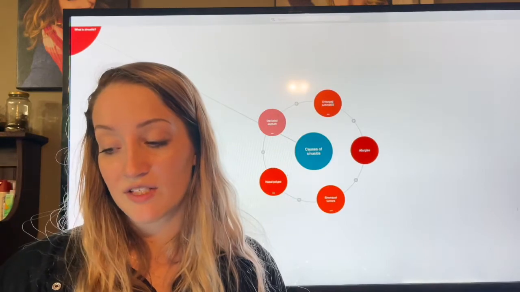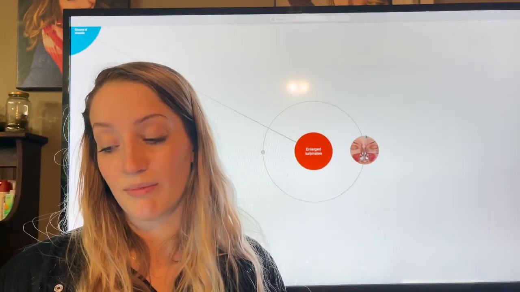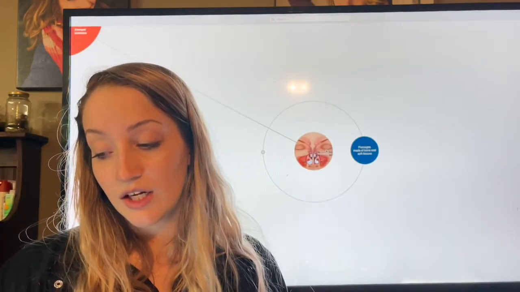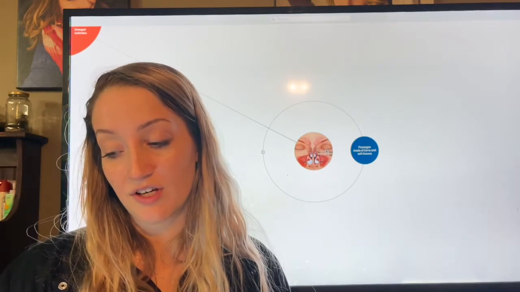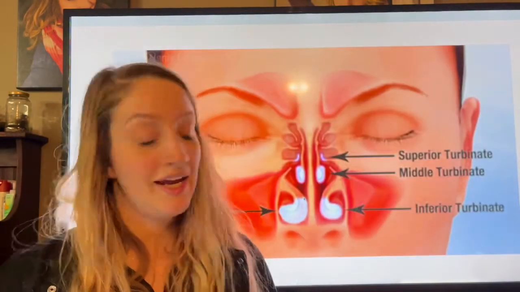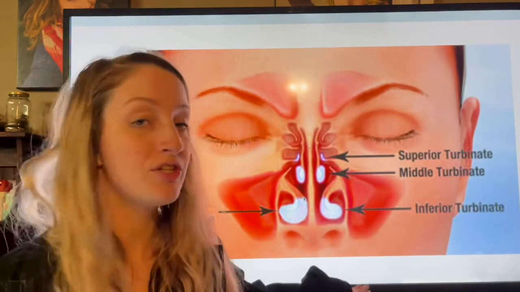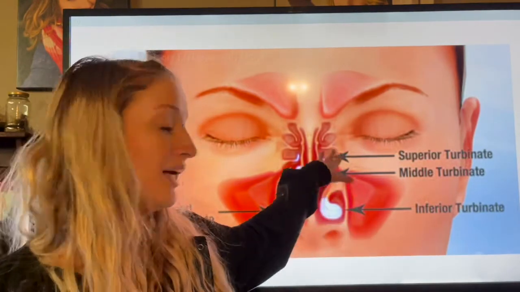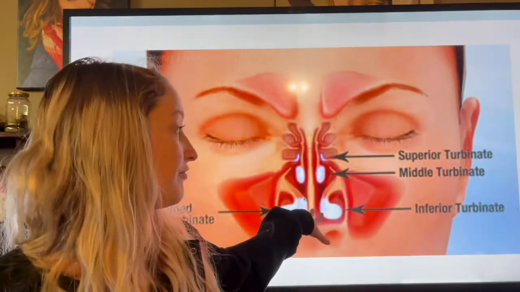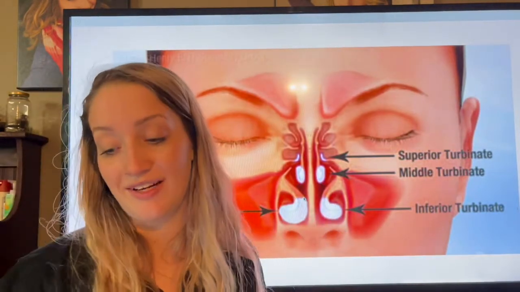Another cause of sinusitis is enlarged turbinates, which are passages made of bone and soft tissues in the nose. And I have included the picture that shows the inferior, middle, and superior turbinates that are inflamed, which will cause sinusitis.